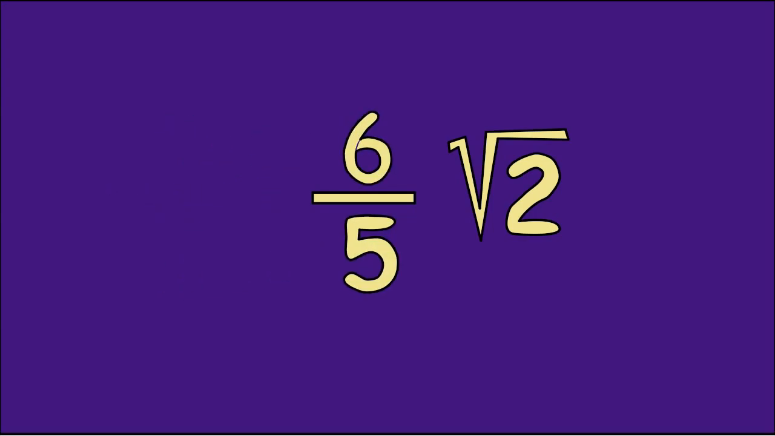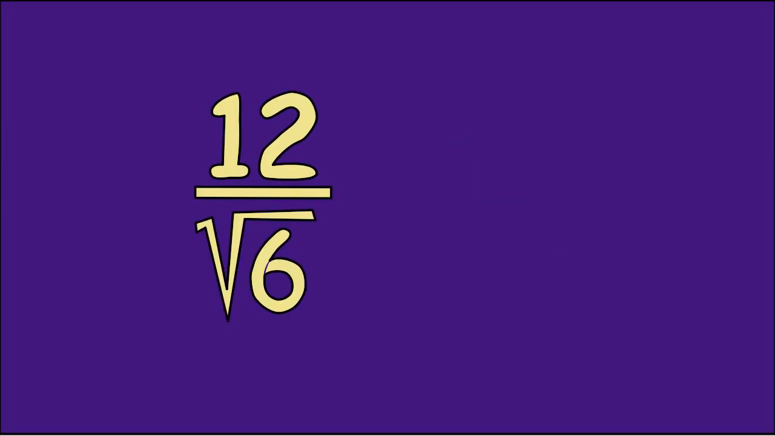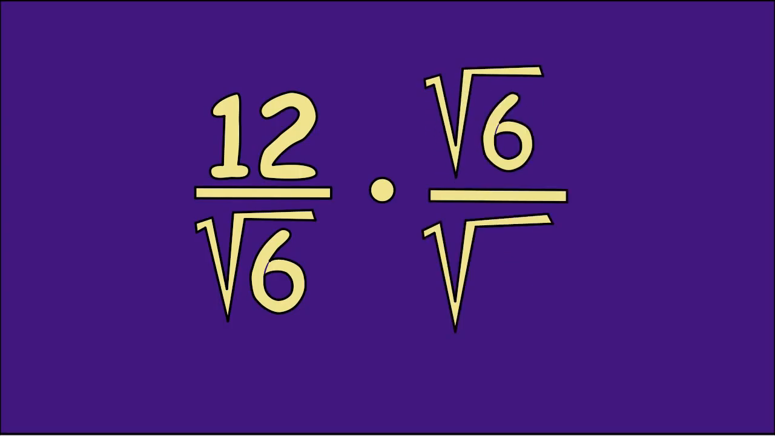But what if you only have one radical, like 12 over the square root of 6? For this one, we just need to make sure we don't have a radical in the denominator. To do this, we're going to multiply by 1, but instead of writing the number 1, we're going to use square root of 6 over square root of 6.